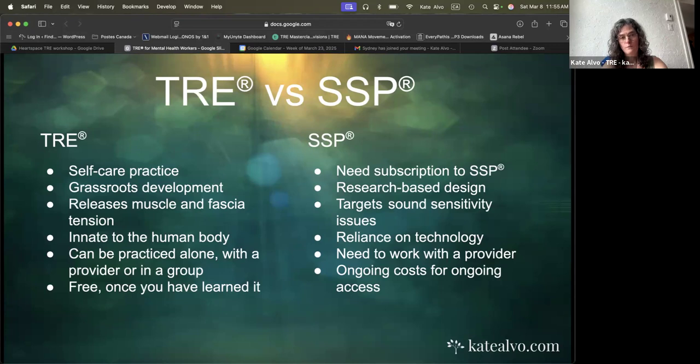TRE is innate to the human body. SSP relies on technology. TRE can be practiced alone, with a provider, or in a group. With SSP, they prefer people to work with a provider, but either way, you're reliant on having to buy the subscription. TRE, once you've learned it, is free. So that's really important in terms of accessibility. SSP has ongoing costs if you want ongoing access.